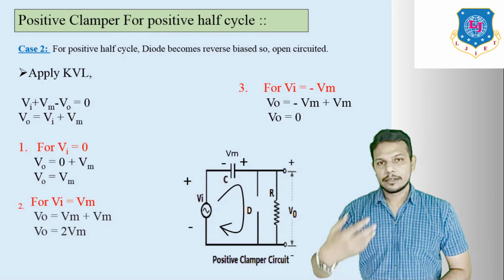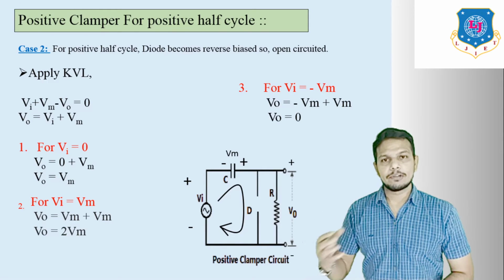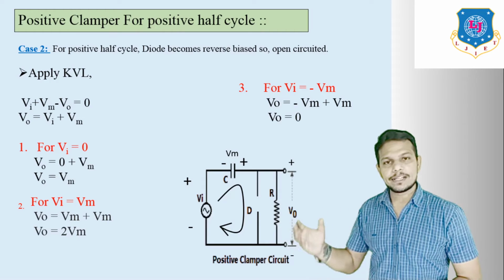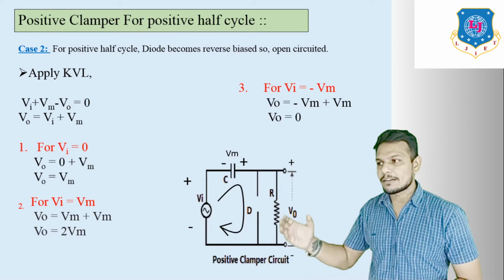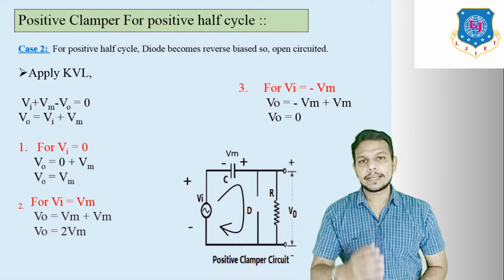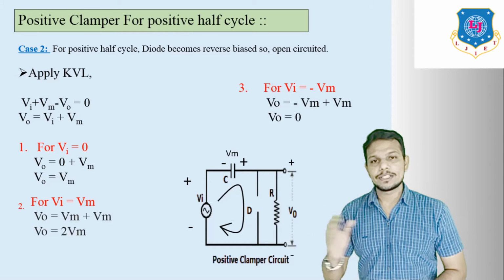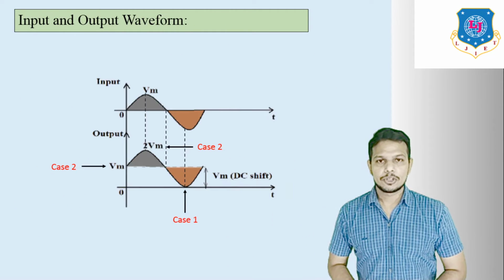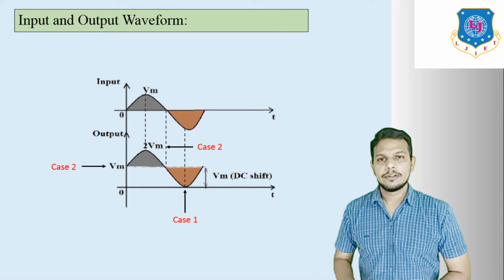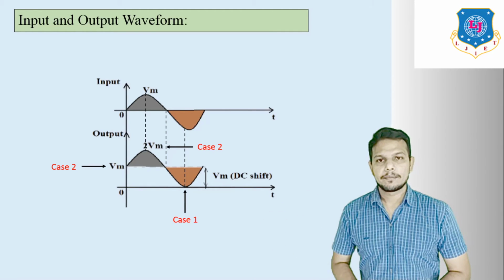So let us discuss these 3 cases. Vi is equal to 0, at this time Vo is equal to Vm. Number 2, Vi is equal to Vm, at this time Vo is equal to twice Vm. And in the third case, Vi is equal to minus Vm. In this case, Vo is equal to 0. So in this waveform, we can put those 3 different values.